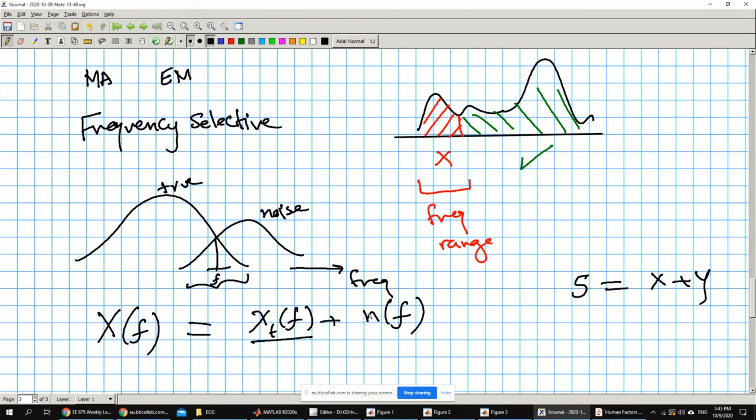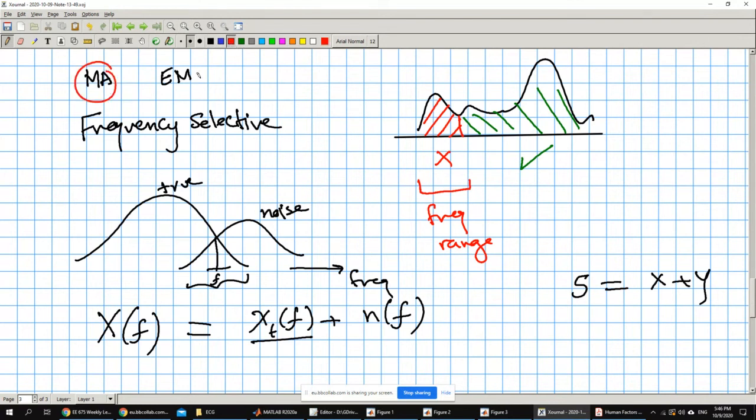So frequency selective means that you have to compromise. For each frequency, you have to label this frequency either as true signal or as noise. You cannot label it as this and that, or a gray area. You don't have gray here. It's either black or white. It's either signal or noise. You cannot have both.